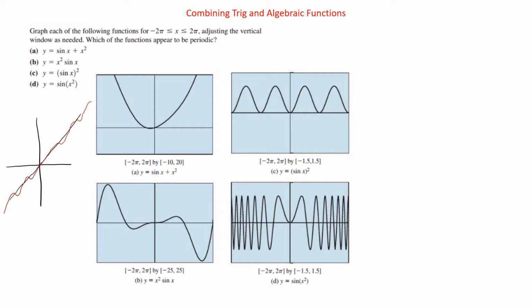So this one was the sine of x plus x squared. We have that x squared shape, but not quite, because the sine is just going back and forth between 1 and negative 1. The second one, we have x squared times sine of x, and that one is down here, and we only go to 2 pi. When we expand this out a bit, we're going to see a bit more, and we're going to see that later on, not specifically with this one.